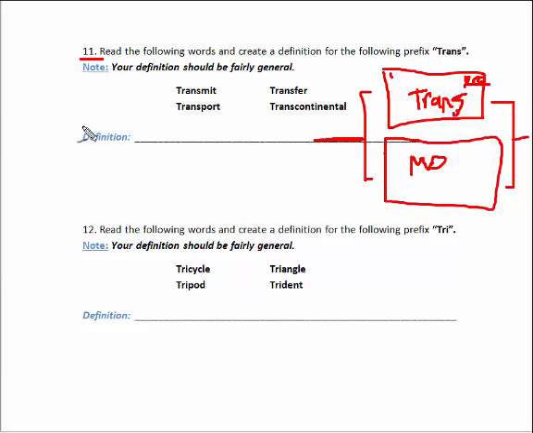Once again, why do we need to know prefixes? Quizzes, tests, MCAs, ACT, test vocabulary. Teachers love testing vocabulary. If you don't know the word, which is going to happen, but you know the prefix, you will be able to understand the meaning and get the correct answer.